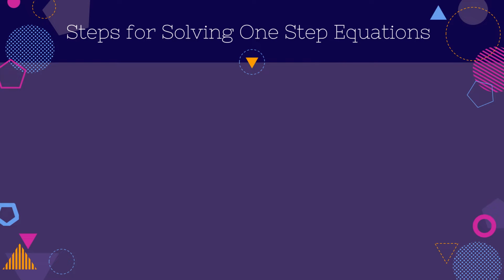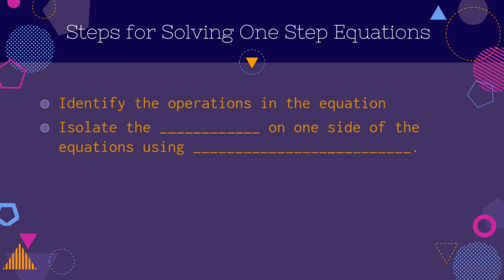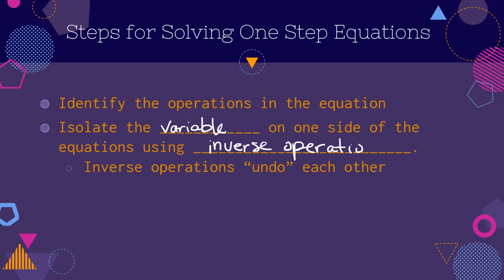Let's go through some steps first. Now, these steps are very similar to the previous lesson. We want to first identify the operations in the equation. Meaning I just want you to look, what are you doing to the letter, the variable? Are you multiplying? Are you adding? As with our previous lesson, we still want to isolate the variable by using inverse operations. Remember that inverse operations undo each other. So far, these notes are exactly the same as the previous lesson.